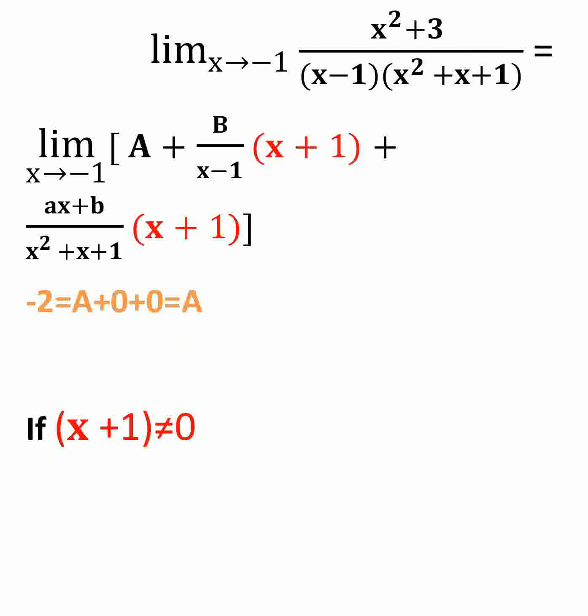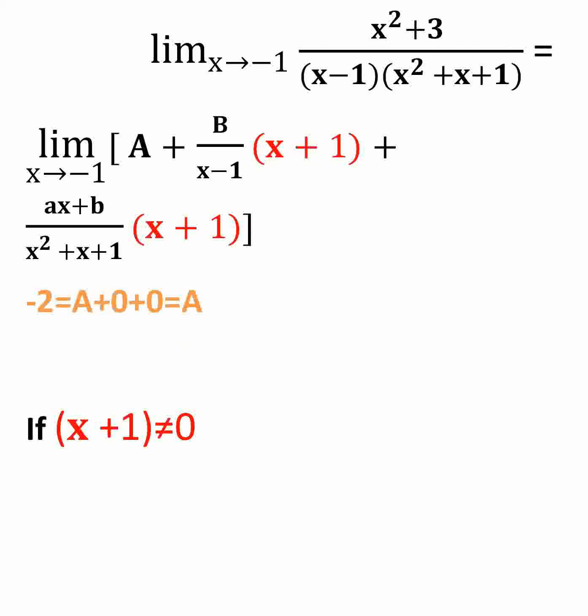And down there, the limit of A would be equal to A itself because it's a constant. And the limit of the second term would be the capital B over minus 2 times 0. So the limit of the next term is 0. And by the same reasoning, the limit of the third term is also 0. So A would be equal to minus 2 as before.